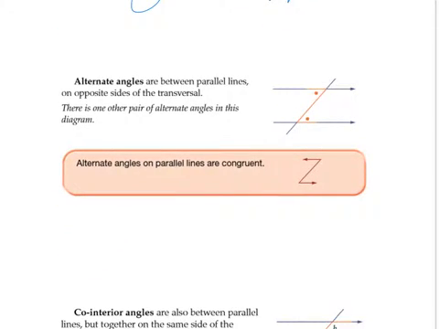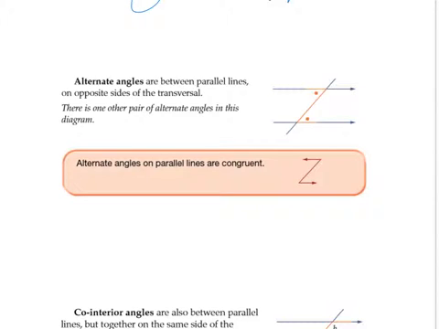The next one is alternate angles. Now, alternate means you're different. Alternate angles are between parallel lines. So remember, the other one could be above or could be below. These ones are between, on opposite sides of the transversal. So, they're in between there, so they're alternate, and this is on the right side, this is on the left side of the transversal.